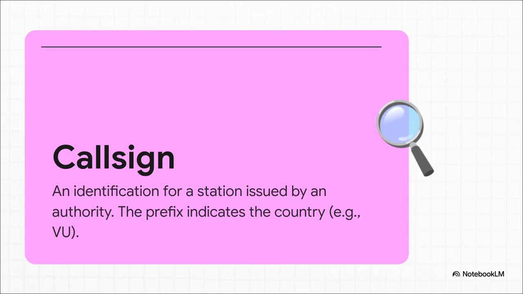Once you pass that exam, you'll get something really special, a call sign. This is your unique identity on the air. It's how everyone will know who you are. The first part of it, the prefix, tells everyone what country you're in. For India, that prefix is VU.